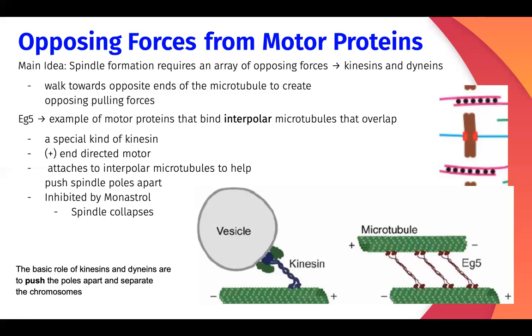And this is what ends up leading the cell into anaphase, right? Because we need to pull our chromosomes apart. Monastrol is a drug that inhibits this, and the spindle collapses. So that's bad. The basic role of the kinesins and dyneins in the case of the spindle is to push the poles apart and separate the chromosomes. But obviously, like we said, they do all kinds of stuff like transporting things around the cell, which you can see in this kinesin moving this vesicle. Let's pretend the vesicle has something important in it.